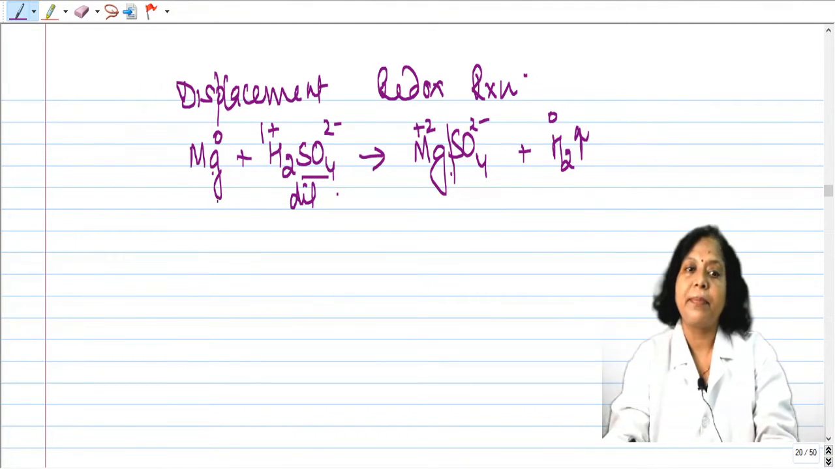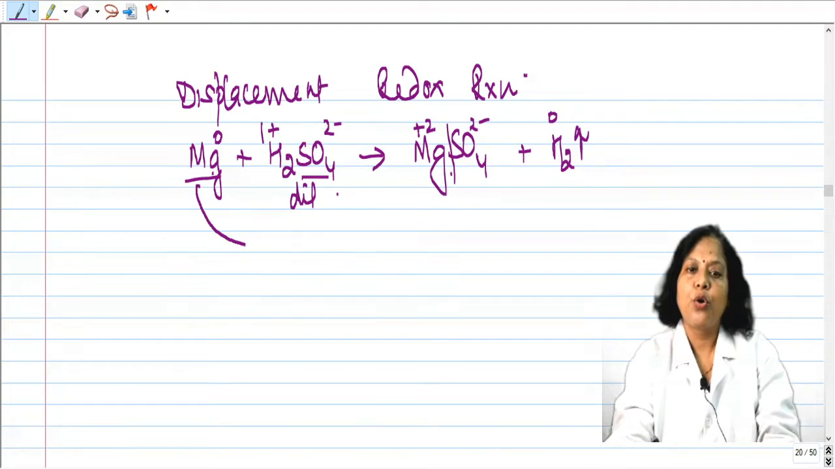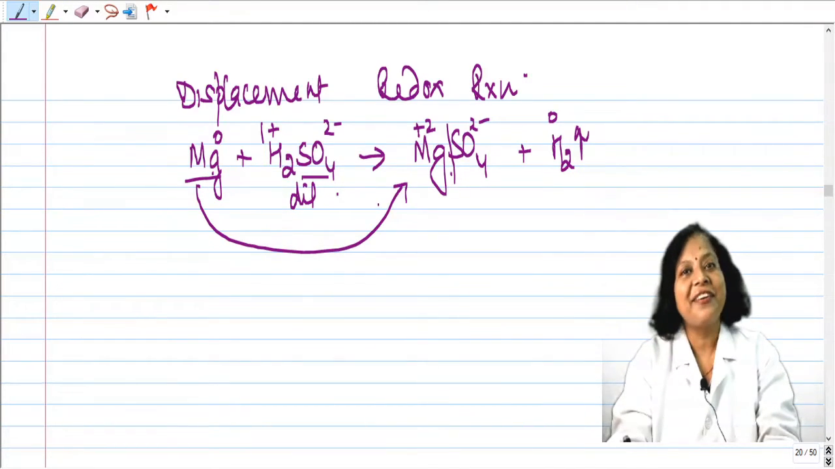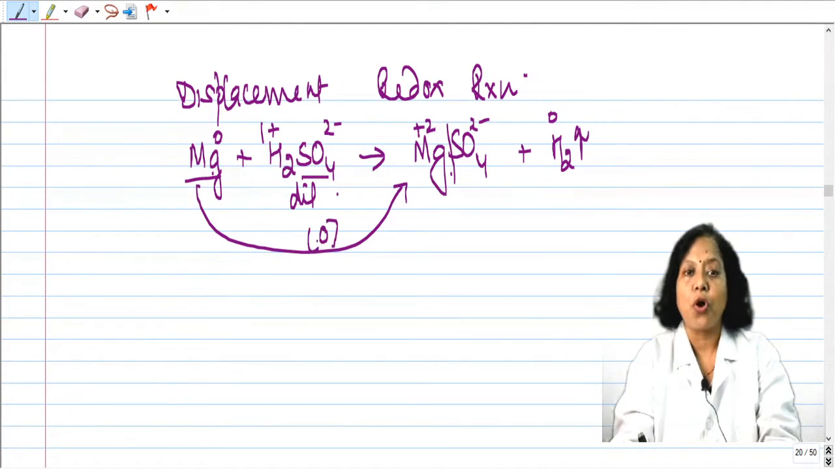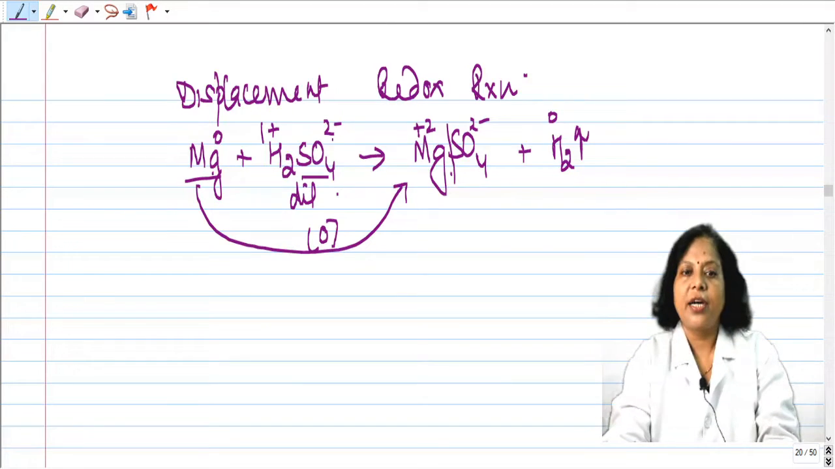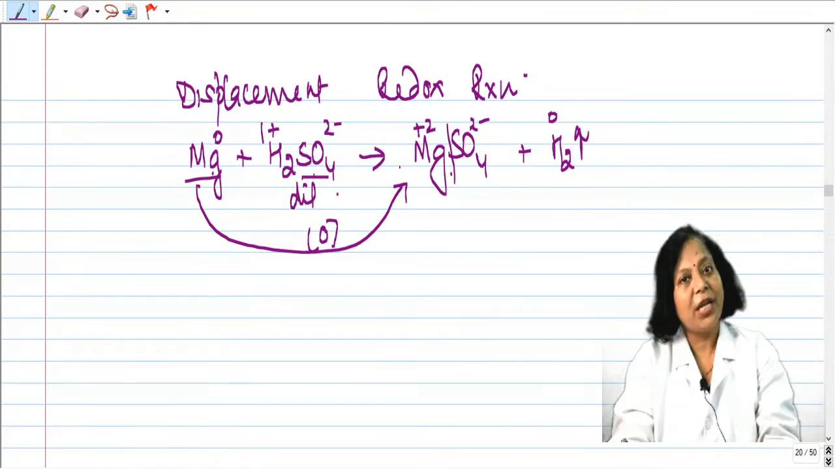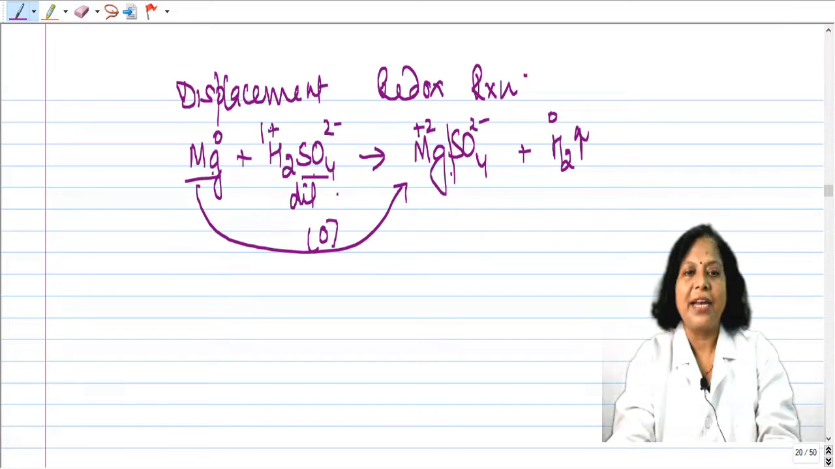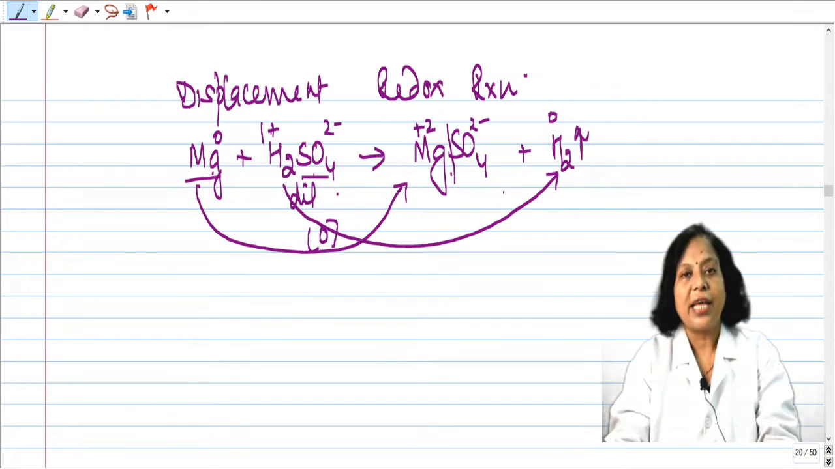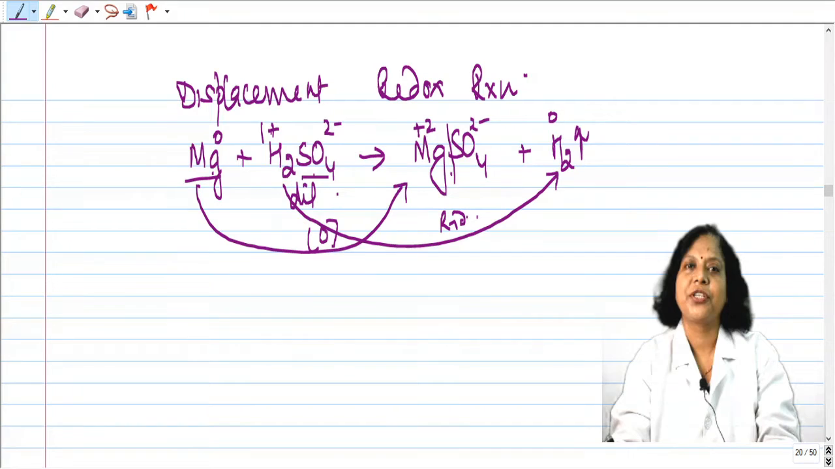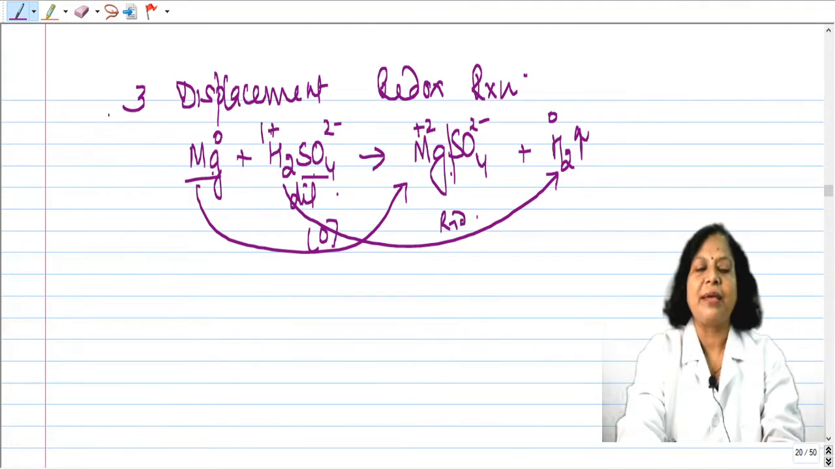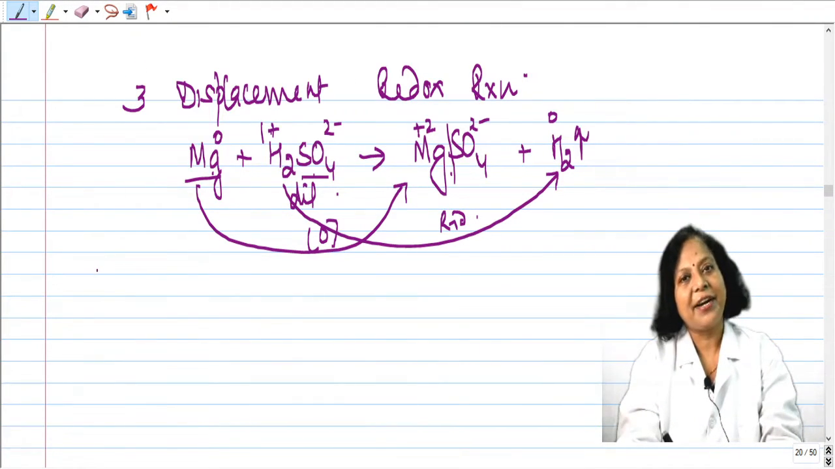Now what is happening? Look here, magnesium goes 0 to plus. There is increase in positive charge, so this is oxidation. Here sulfate remains the same, so we will not consider it. Let's see hydrogen, this is plus and it is moving to 0. That means there is gain of electron, so this is reduction. So this is the third type of redox reaction.